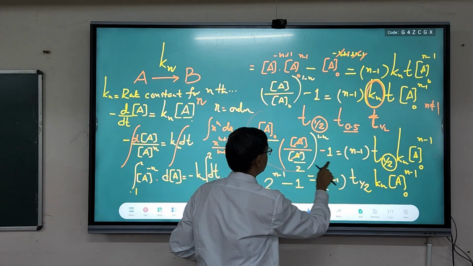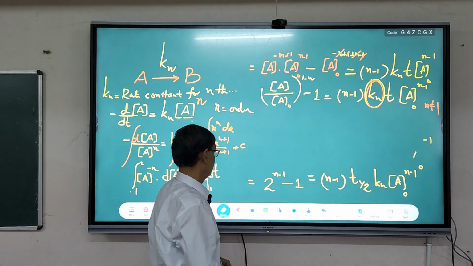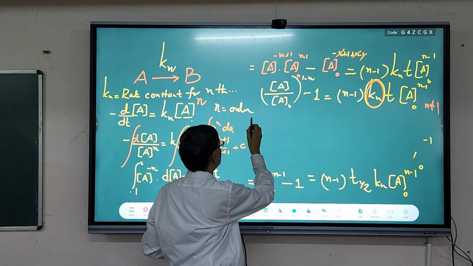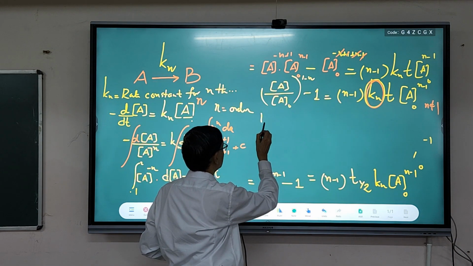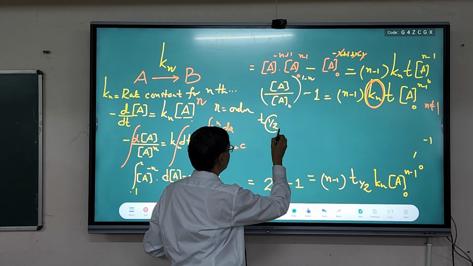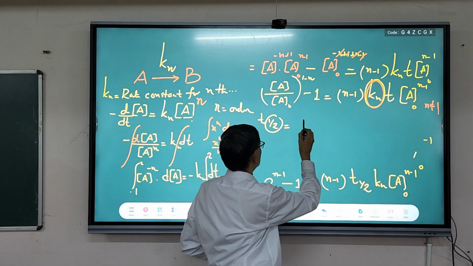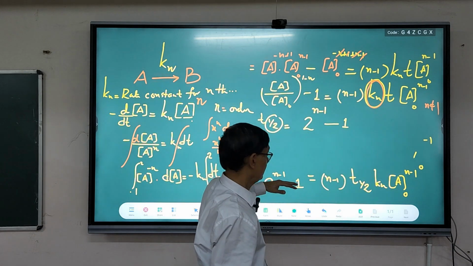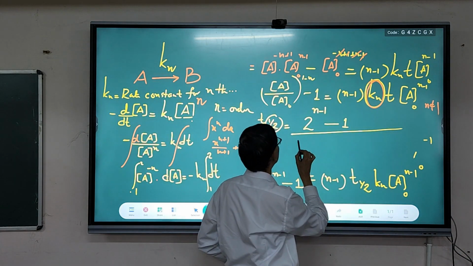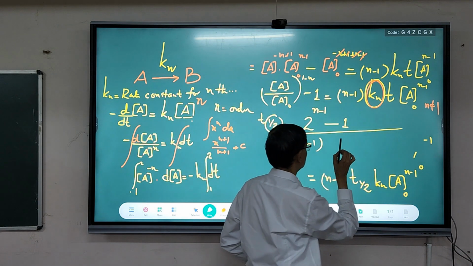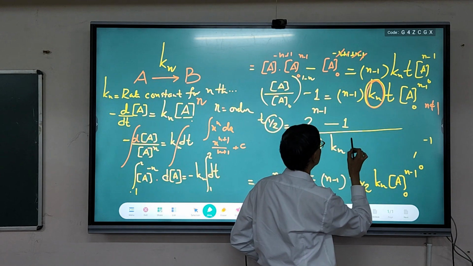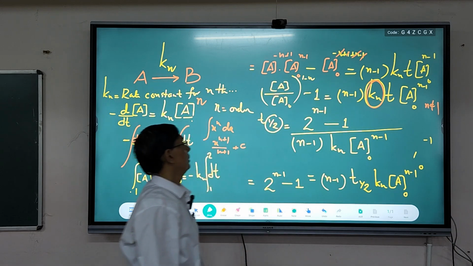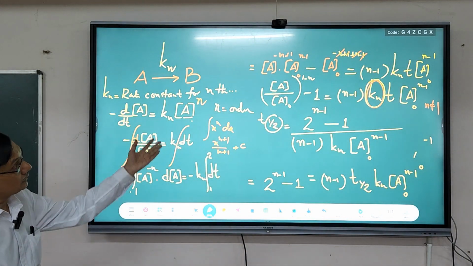Last step, that T half is equal to (2^(n minus 1) minus 1) divided by (n minus 1) Kn A0^(n minus 1). So I have written two equations.